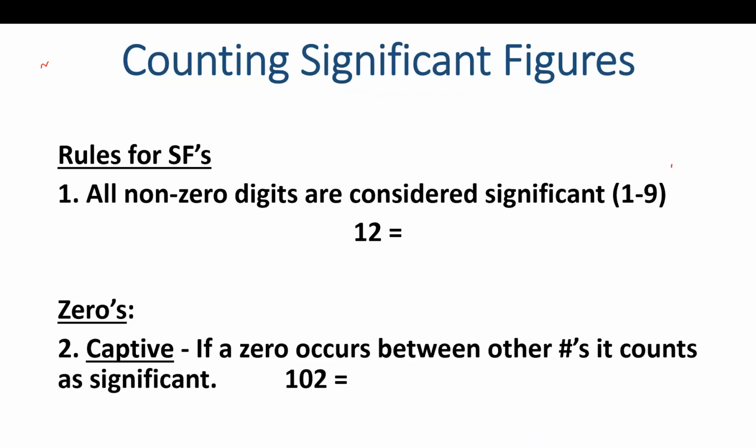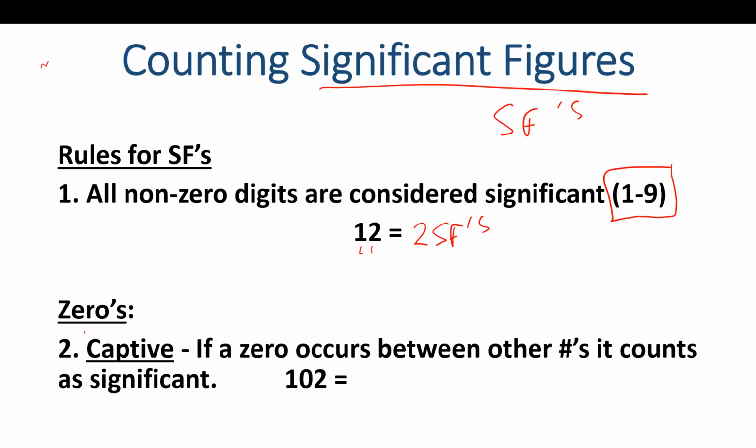So rule number one, all non-zero digits are considered significant. Non-zero digits being 1 through 9. If I look right here, I have 1, 2 non-zero digits. 12 has 2 digits, so this would have 2 significant figures. I write significant figures as SFs just because it's easier.